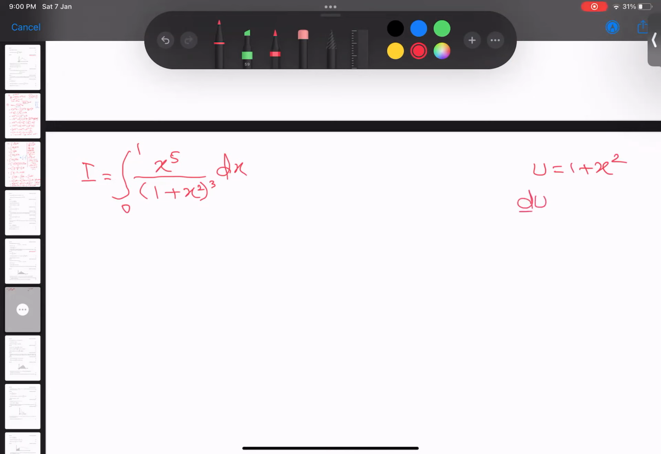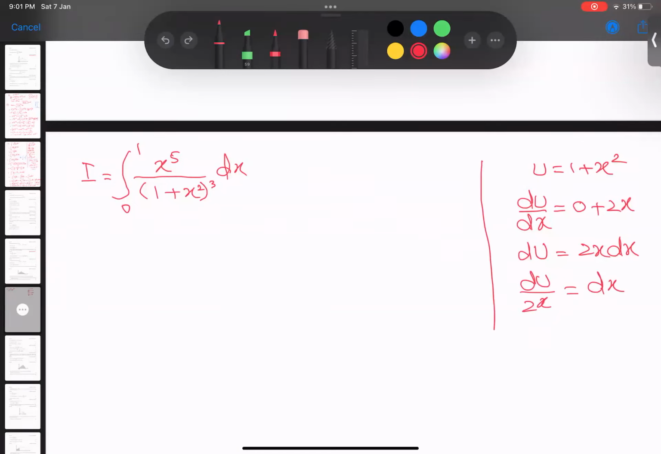du over dx: the derivative of 1 becomes 0 and x square becomes 2x. Cross multiply: du equals 2x dx. But I need to make dx the subject, so du over 2x equals dx. This will come here. What is the benefit of this? Let's replace and see what happens.